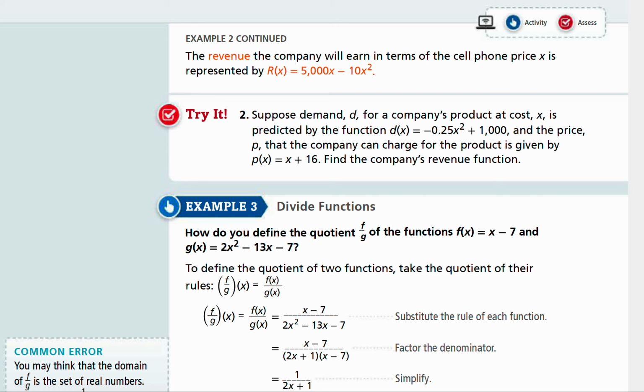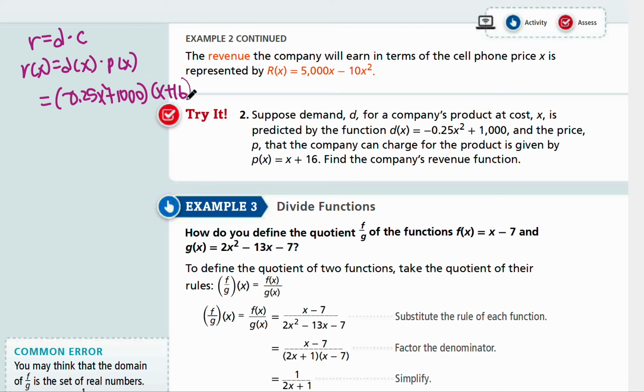Are you ready? So, your revenue is demand. Let me write it here. Revenue is demand times the cost. So, your R of x is equal to D of x times P of x. And so that's equal to negative 0.25 x squared plus 1,000 times x plus 16.